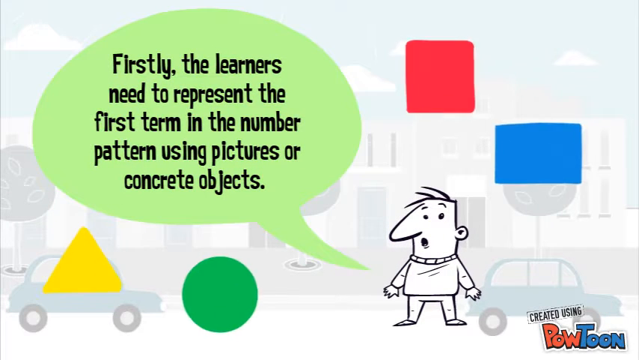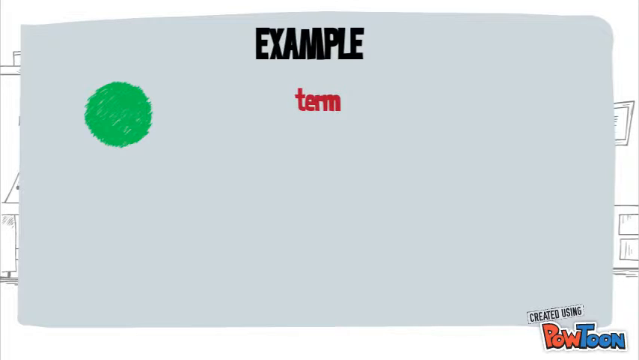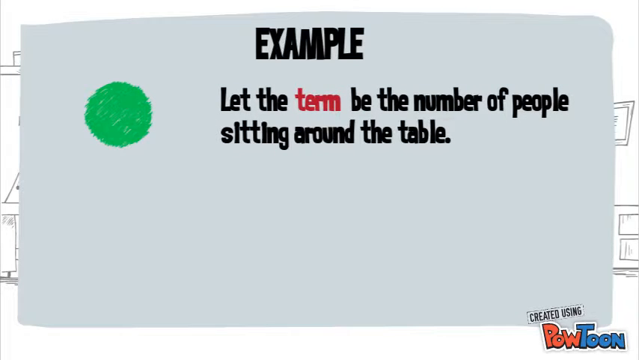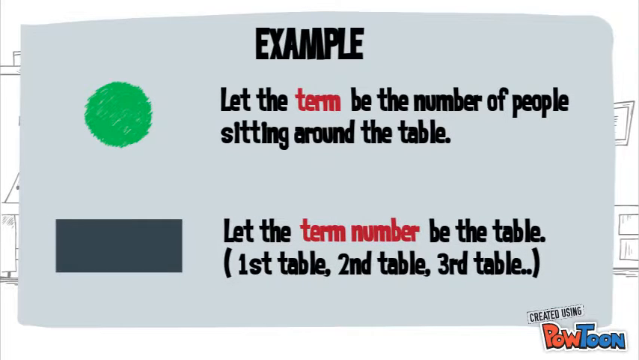Firstly, the learners need to represent the first term in the number pattern using pictures or concrete objects. Now, let's look at the example here. The green circle is a term. Let the term be the number of people sitting around the table. The rectangle is a term number. Let the term number be the table. For example, first table, second table, third table, and so on.